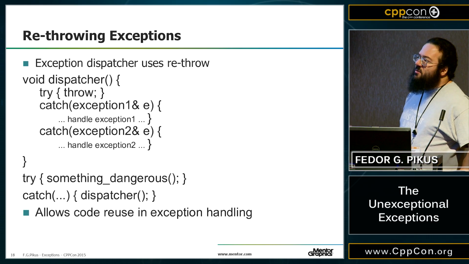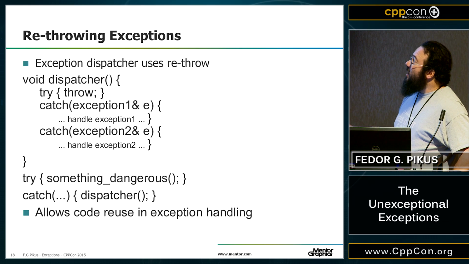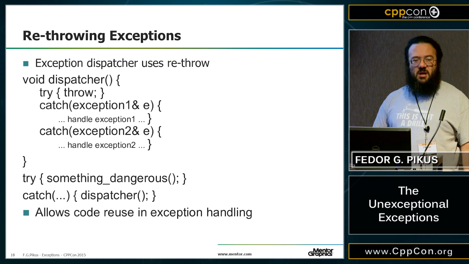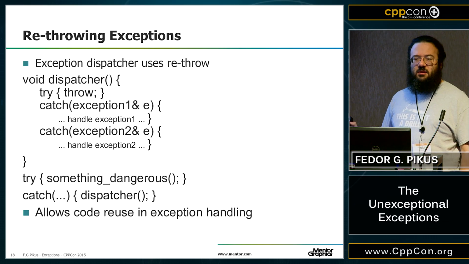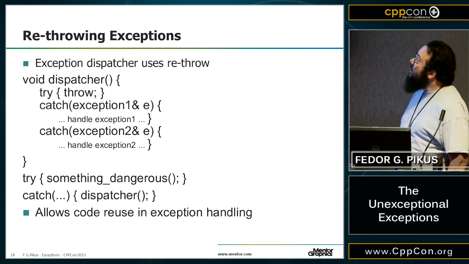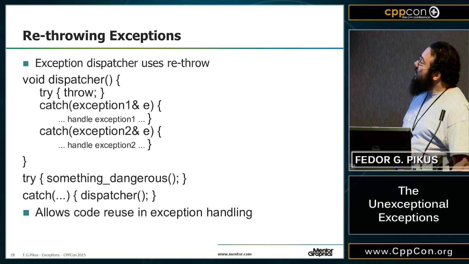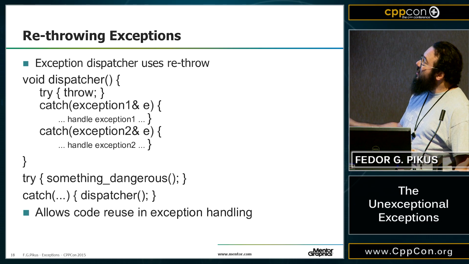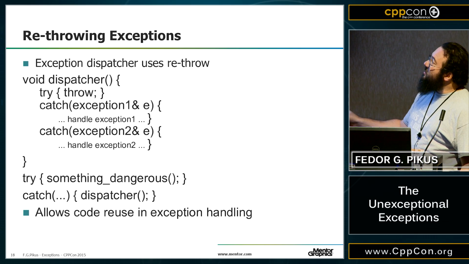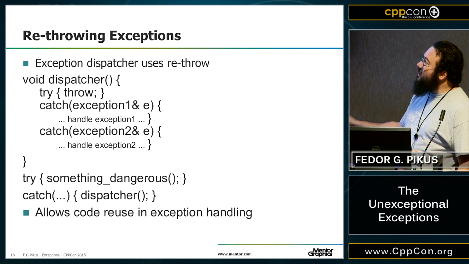And here is an interesting idiom that allows you to have some code reuse in your exception handling. So let's say you have many places which can throw, but you have some unified code that you don't want to copy that you want to use for handling those exceptions. This is called an exception dispatcher. So here is your place that can throw and catch. You call the dispatcher inside the catch block. The only thing it actually does is rethrow the current exception, and it handles it here.